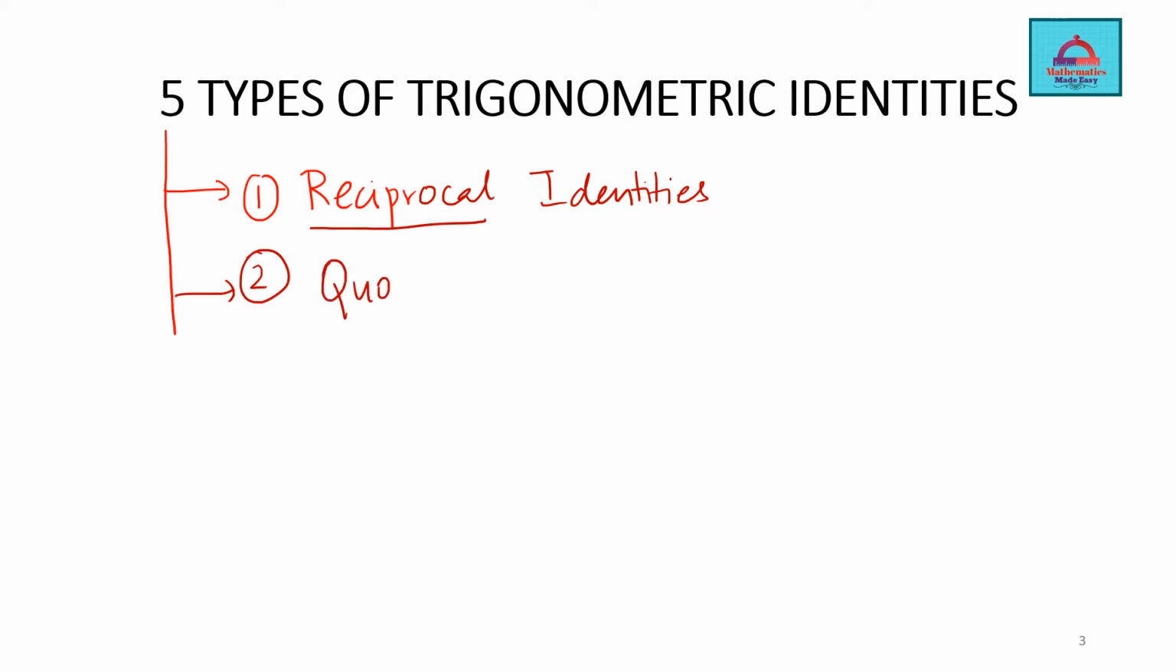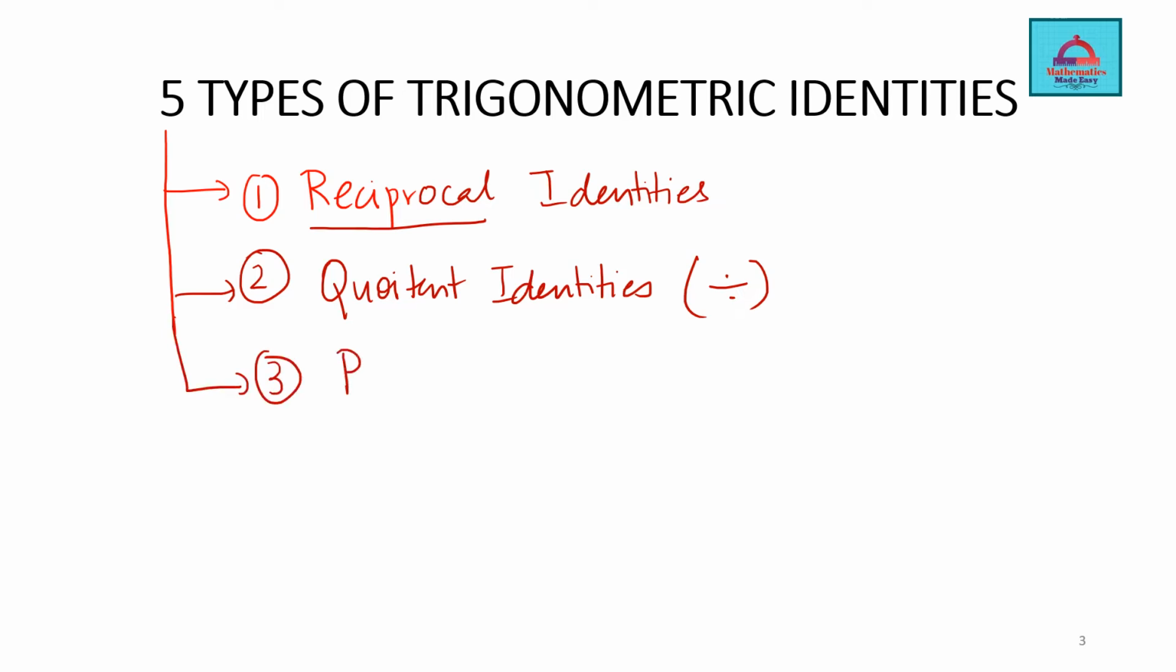Then the quotient identities. Quotient tells you that you are going to take division. It will involve division. This will involve reciprocal, you already know. So these will be ways of remembering these identities.